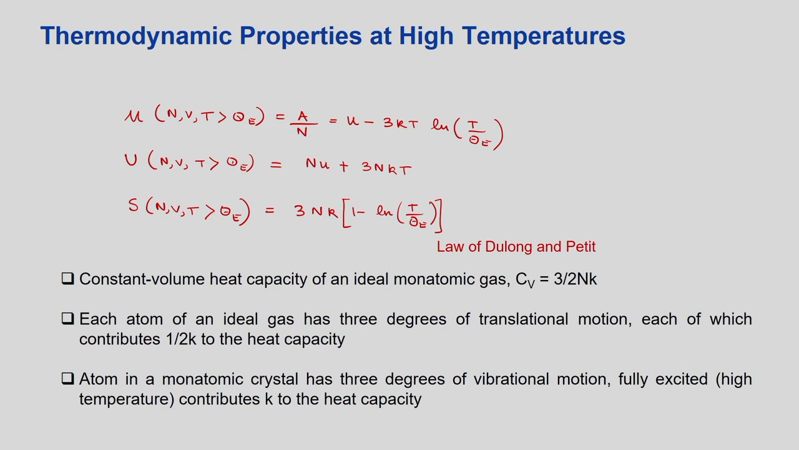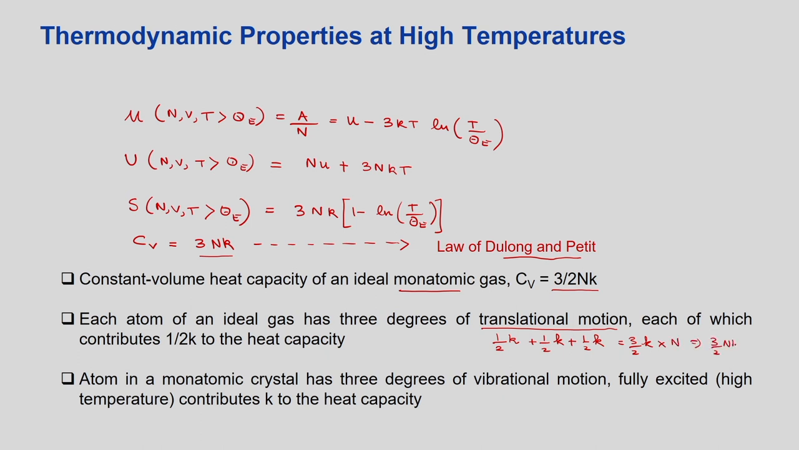You can also calculate Cv. And what is this Cv again? If you take this, you will get simply 3nk. This 3nk is directly called the law of Dulong and Petit. If you remember correctly, for the ideal monatomic gas, we got 3 by 2 nk. But in the case of a crystal at high temperatures, we are getting 3nk. In a gas, each atom of an ideal gas has 3 degrees of translational motion, and it is able to contribute half k in each direction. So half k plus half k plus half k for each atom, so it becomes 3 by 2 k, and you multiply by the number of molecules to get 3 by 2 nk.